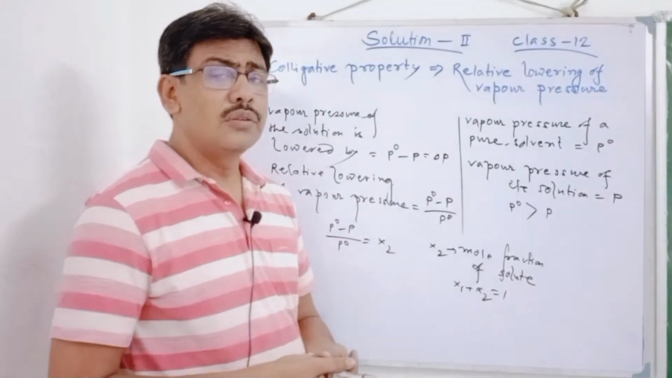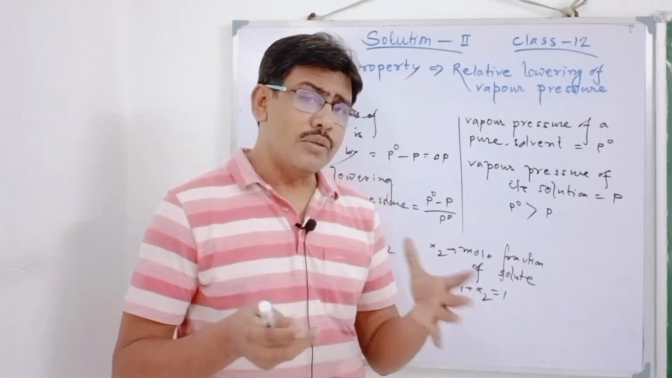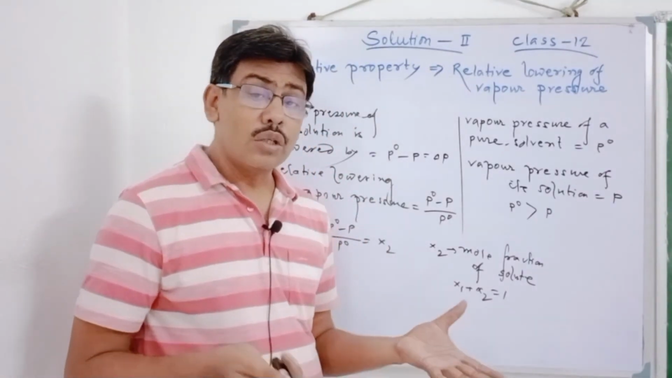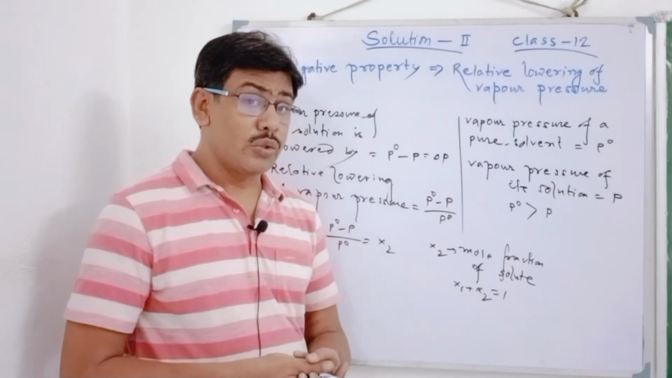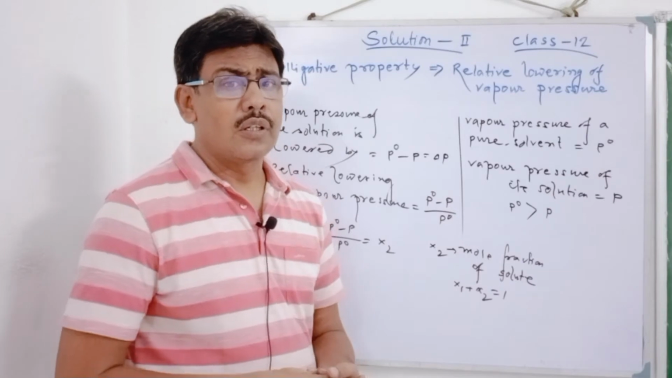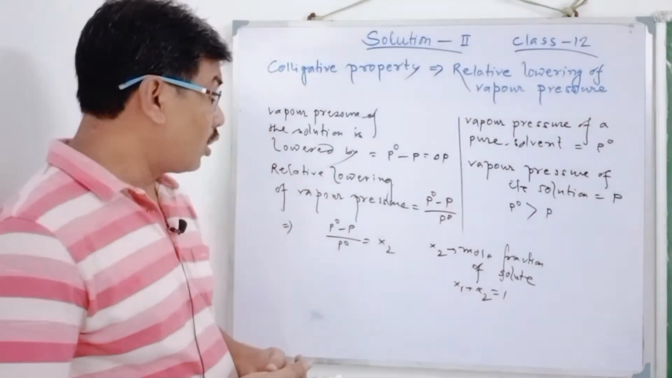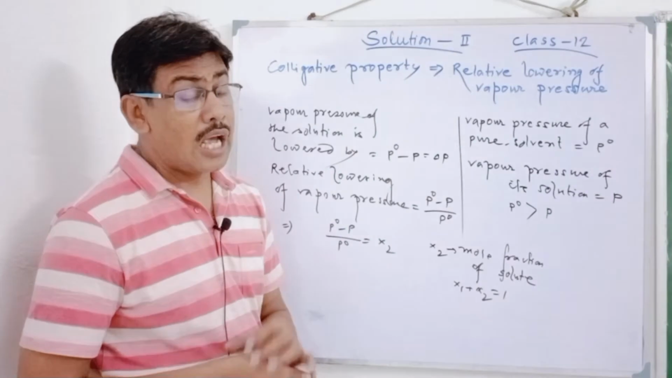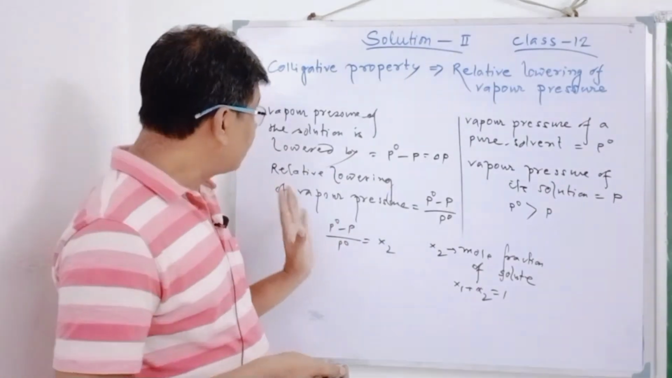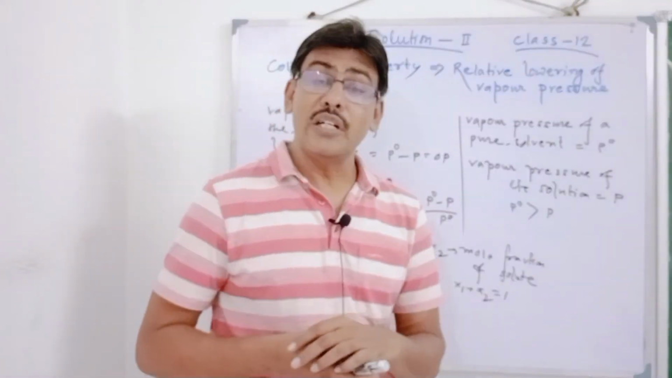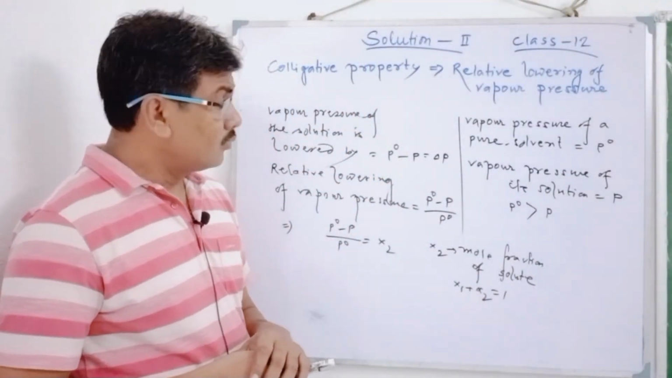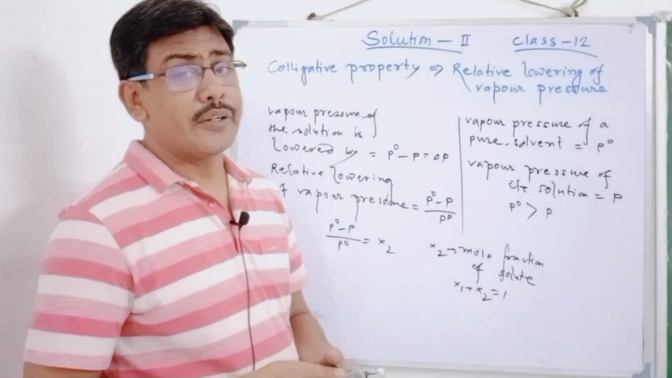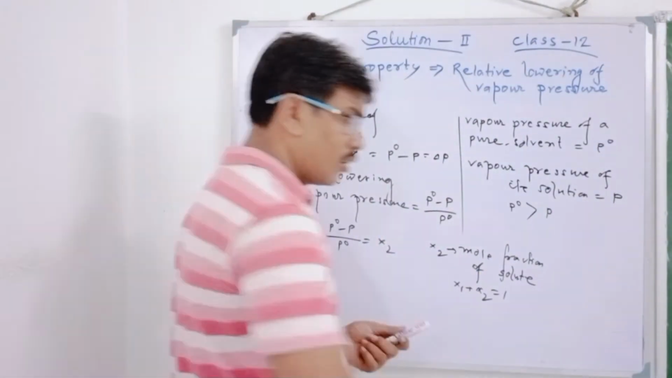This law is only applicable for very dilute solutions, and only for a non-electrolyte, non-volatile solute. A solute which dissociates or associates, a dissociative or associative solute, does not obey the rule. So it is only applicable for non-electrolytes and non-volatile solutes. This is Raoult's law of the relative lowering of vapor pressure. And from this law, we can determine the molecular weight of a solute. Now let us look.